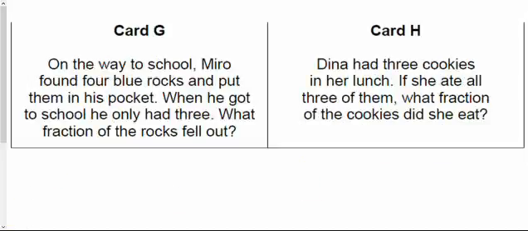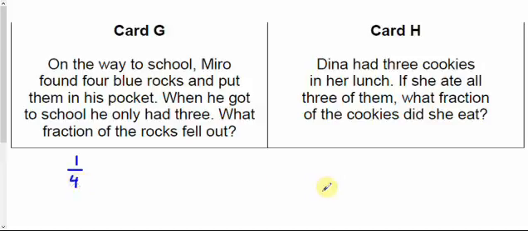Card G. On the way to school, Miro found 4 blue rocks and put them in his pocket. When he got to school, he only had 3. What fraction of the rocks fell out? He had 4. He now has 3. So 1 fell out. So it's 1 out of 4.